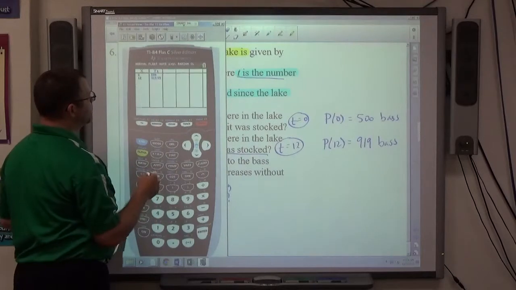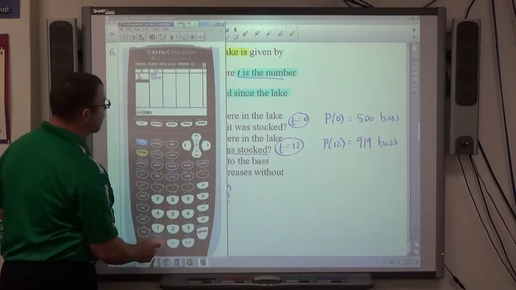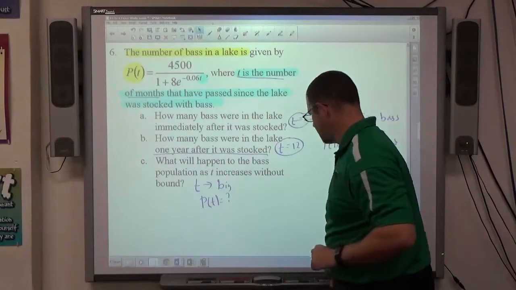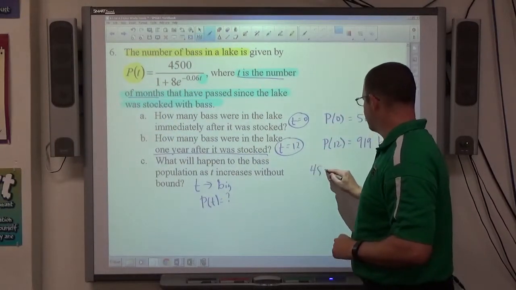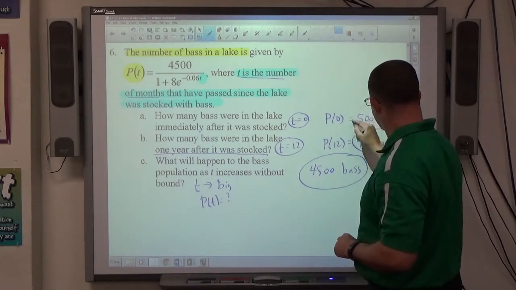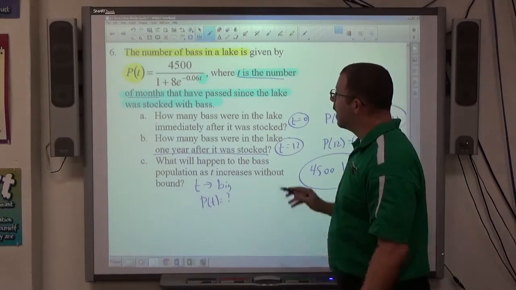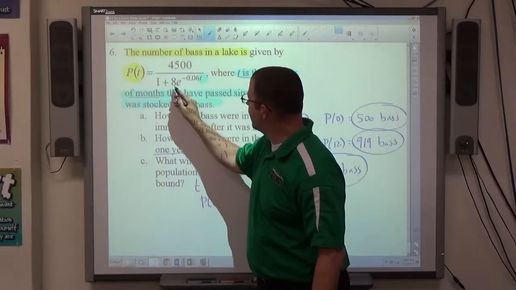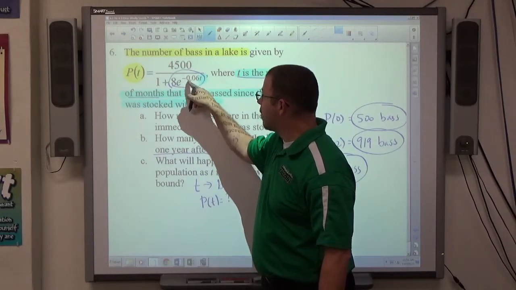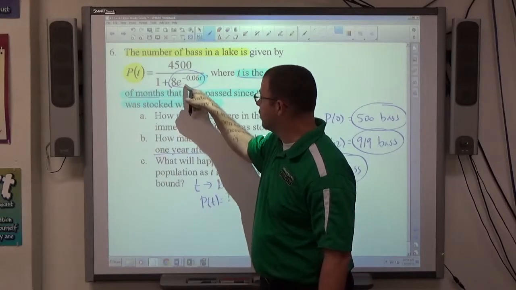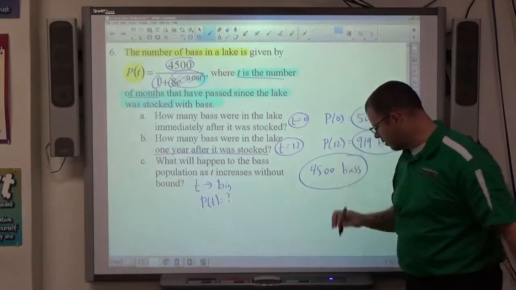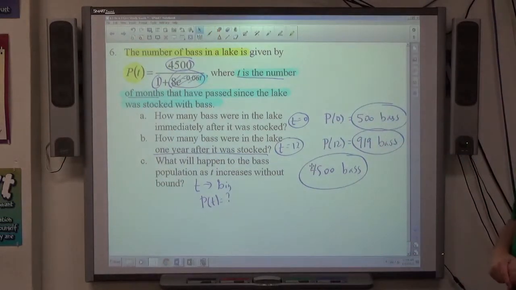Go to my table. 500 months later, 4,500 bass. So part C, 4,500 bass. Just to verify that 4,500, as t gets extremely large, that becomes a negative power, 8 over some big number. This term here goes to 0 eventually, leaving us with 4,500 over 1, which is what we got. So that verifies what we expected based on our graph.